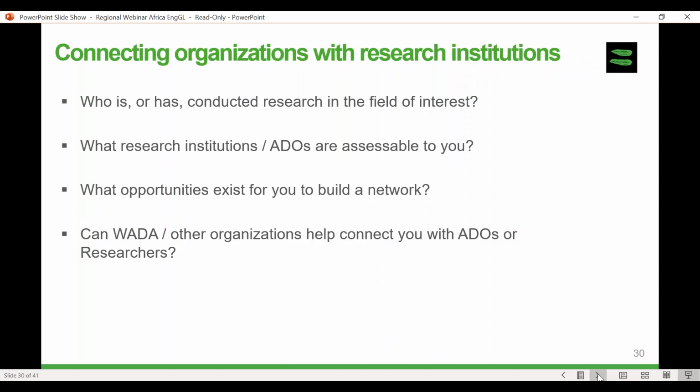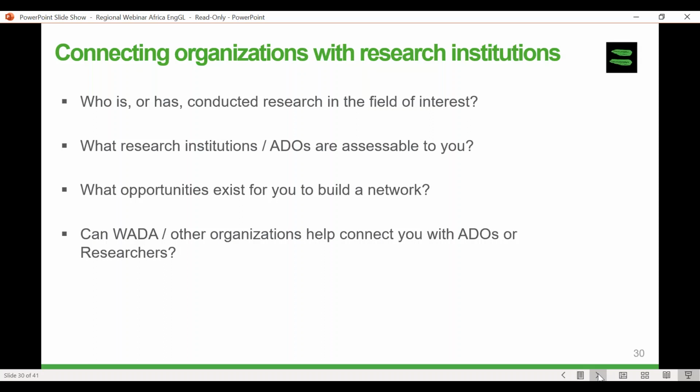So my last slide in terms of partnerships is connecting organizations with research institutions. So we've looked at why we collaborate, what is an effective partnership, and also involving athletes and support personnel. But now it's important also to know how we can connect with each other. So it's just a bit of advice.